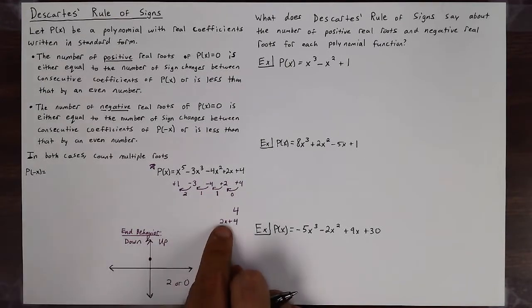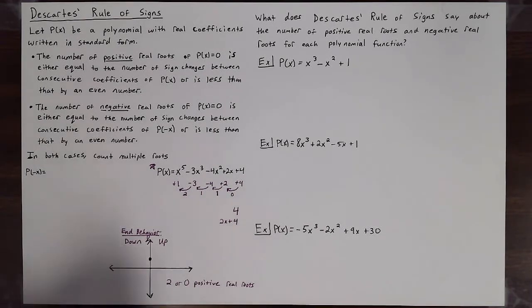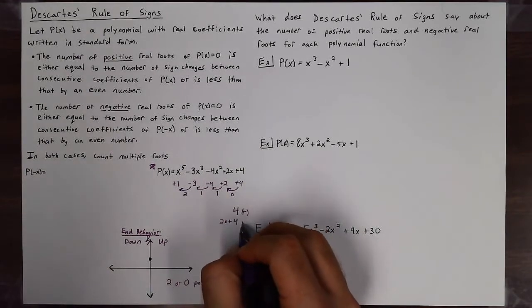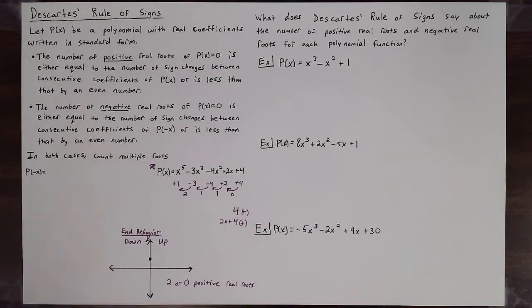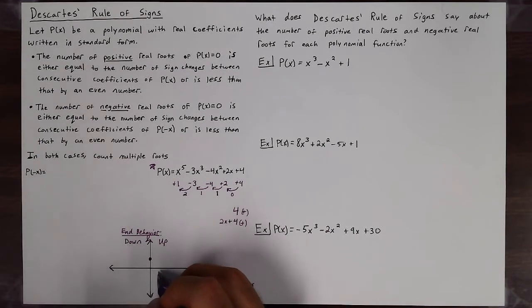Then if I plug in positive values for x, will 2x plus 4 ever be negative? No. That'll continue to always be positive. I'll even mark it here with a positive symbol next to it. So there's no way for me to cross the x-axis yet.